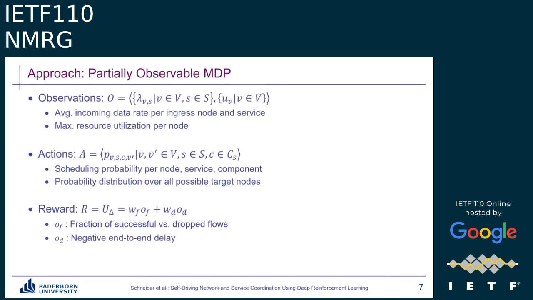So in our case, the Markov decision process is partially observable because we always rely on partial and delayed observations from the last monitoring interval. And these observations contain information about the incoming data rate at the different ingress nodes and about the resource utilization at all the nodes. Then based on these observations, the RL agent takes an action, and this action defines or updates the scheduling probabilities in all the different scheduling tables in the network. So this action space is quite large and continuous, which makes things challenging. And then, of course, we still need a reward to give to the agent during training. So we defined our reward function as a weighted sum of multiple objectives. And in our case, we focused on two objectives: the maximization of successful flows versus dropped flows, and minimizing end-to-end delay. Next, please.